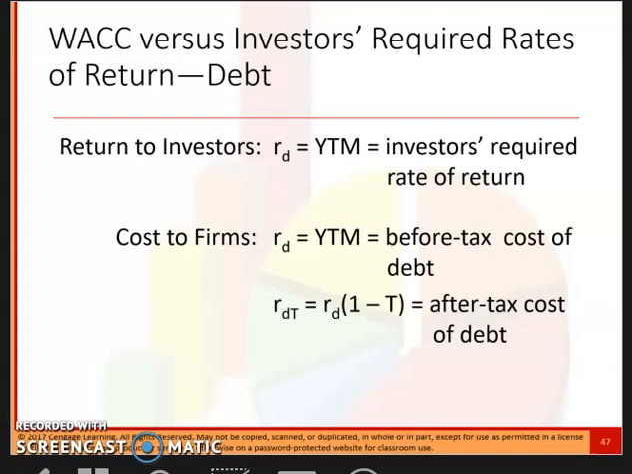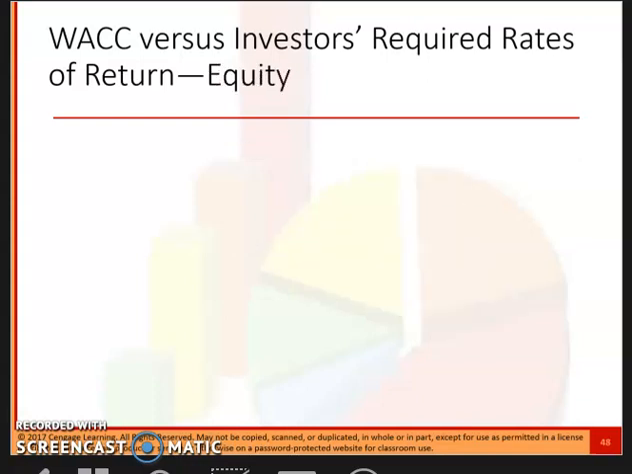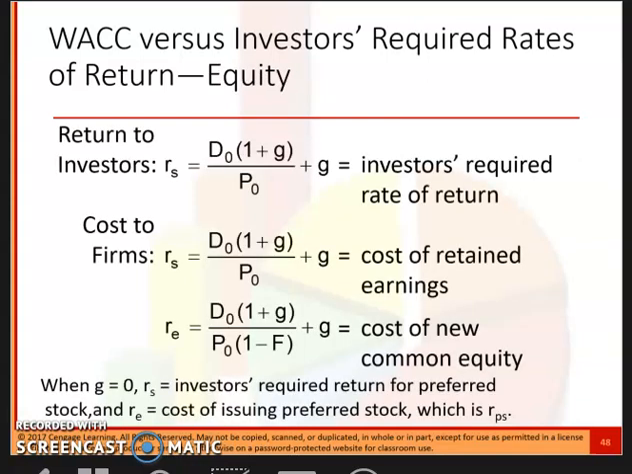So R sub D times T is equal to the before-tax cost of debt multiplied by 1 minus the marginal tax rate. With regard to equity, we look at the return to investors, or investors' required rate of return. This is our constant growth model. It's our current dividend multiplied by 1 plus the expected growth rate, divided by the current price, plus the growth rate of the stock. This can also be D1 over P0 plus g.